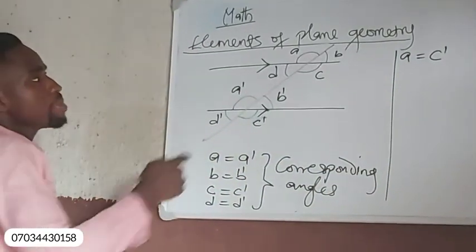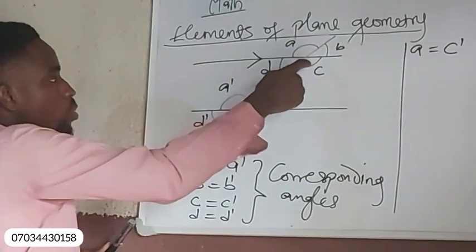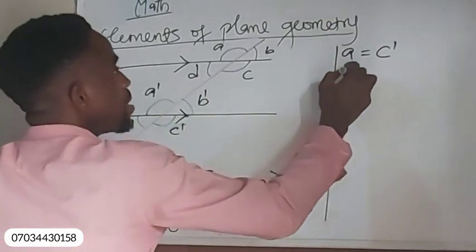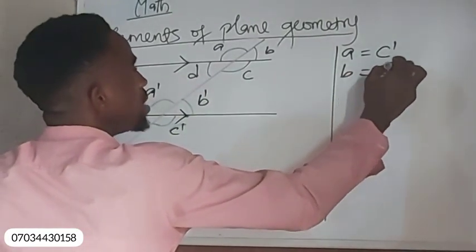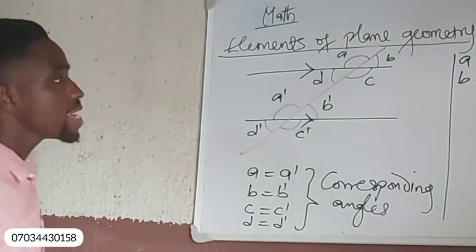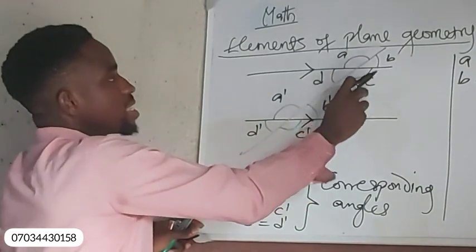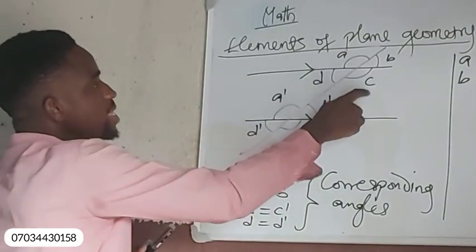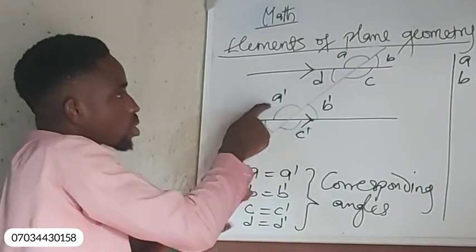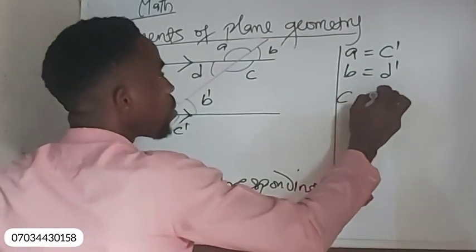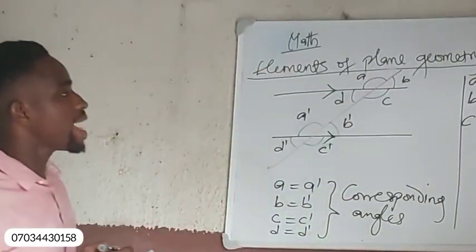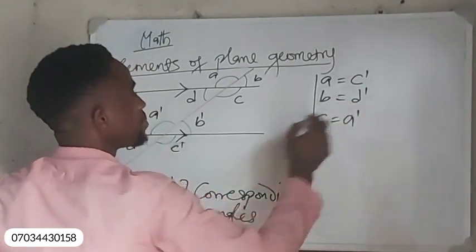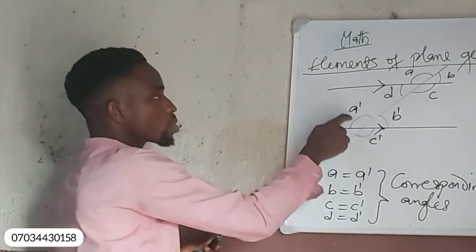Also, in a similar way, B is equal to this B prime, and this B prime is equal to this D prime. So I can say that B is equal to D prime. I can also say that C is equal to this A prime, because C is equal to this C prime and this guy is equal to A prime. So angle C is equal to A prime.